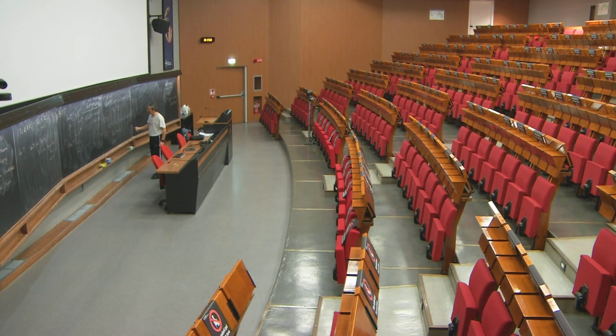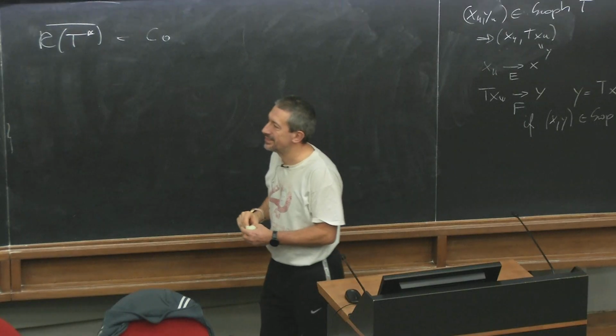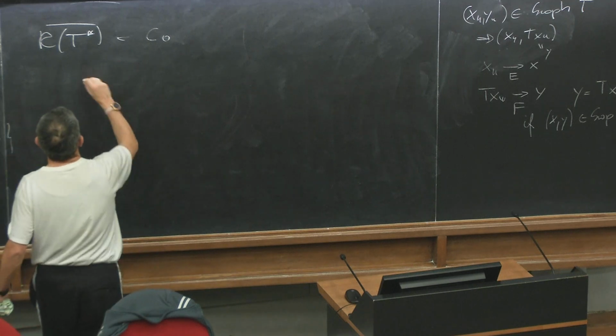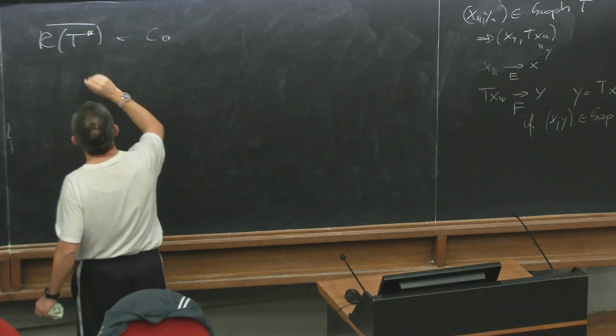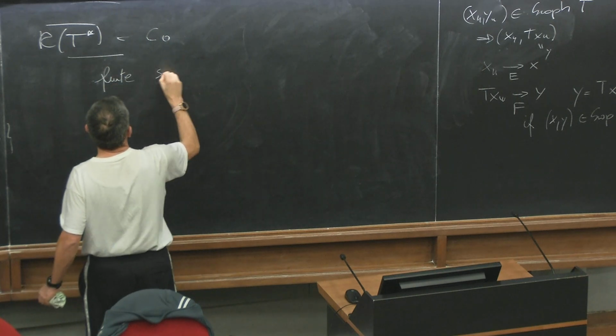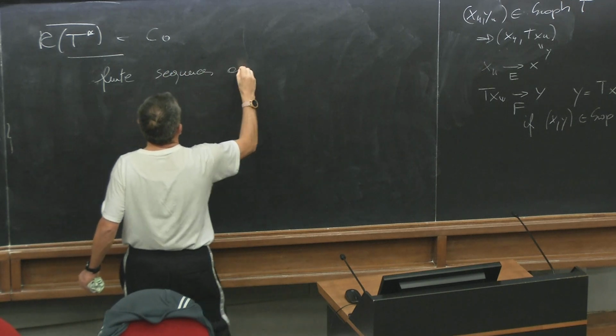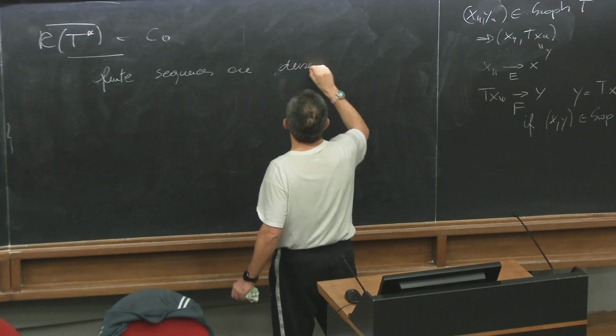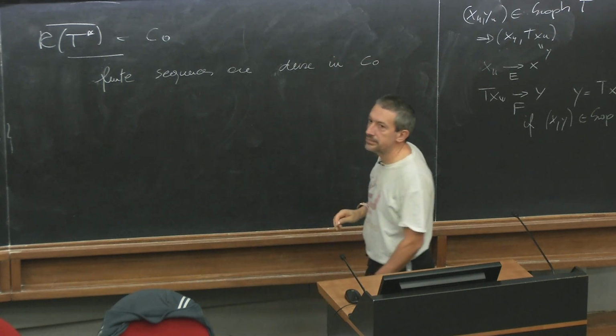Okay, so I say that the closure is C0. Because let's say I observe the following: that the finite sequences are contained in C0, are dense in C0, okay?